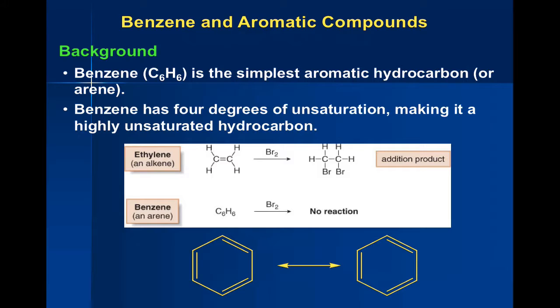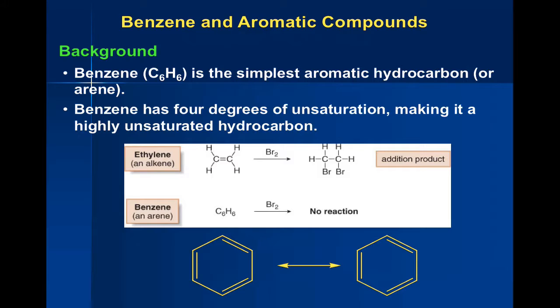And so we got the addition product from the cyclohexene, just like we would expect, and the bromine color disappeared. However, benzene, when we added the bromine, we saw no reaction, meaning that these double bonds, and I'm putting them in air quotes here, these double bonds of the aromatic ring are obviously less reactive than just an isolated alkene all by itself. Okay?